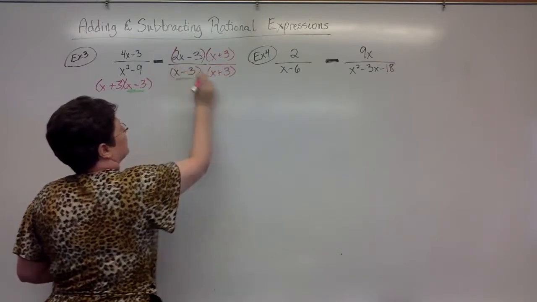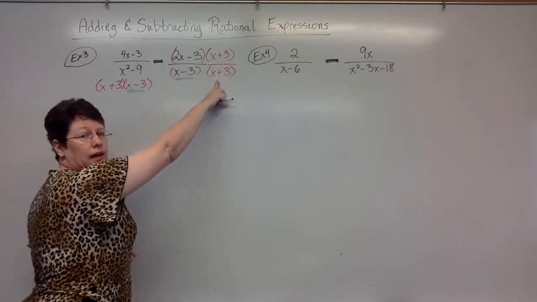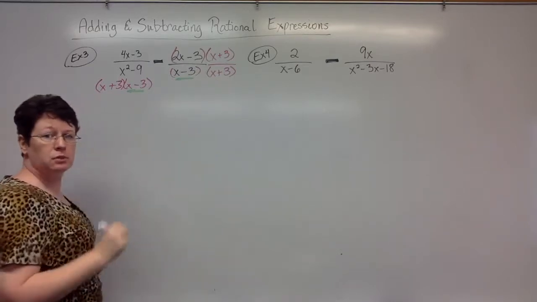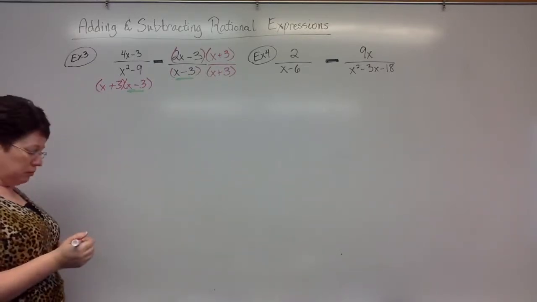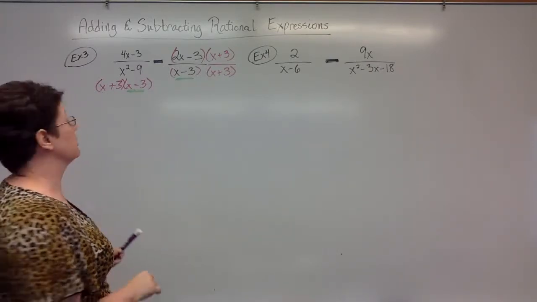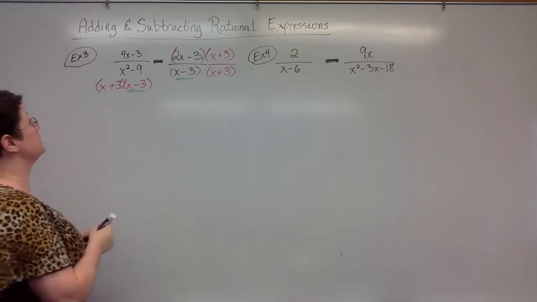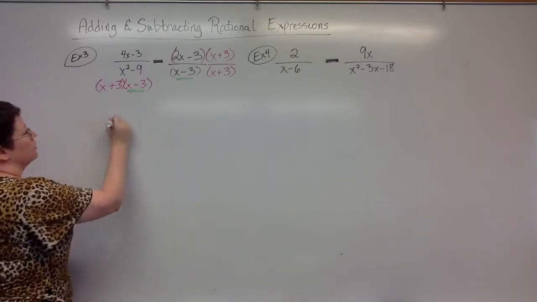So we're going to give the second fraction what it doesn't have. It doesn't have the x plus 3. We're going to give it that x plus 3. We won't even charge it any money for it, okay? So now look at the first fraction. Did we have to multiply by anything? No, we didn't. So we're just going to write it down.